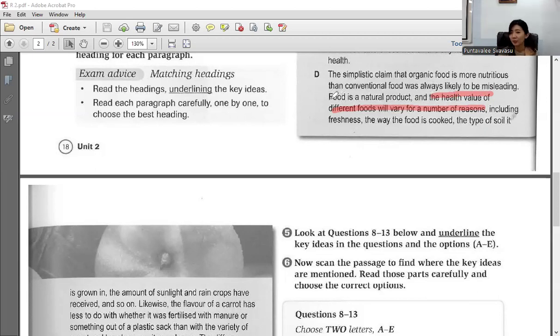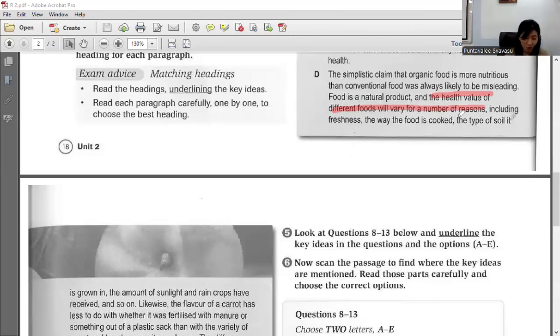Actually, you could go from "food is natural products" all the way to that sentence. And if you have a look at the paragraph, they talk about how the health value of different foods varies for a number of reasons. So we expect reasons. They would talk about freshness, the way the food is cooked, type of soil, amount of sunlight, the fertilizer, and so on. So it talks first about health value, and then the reasons: the freshness, the way the food is cooked, soil. So these are the reasons.